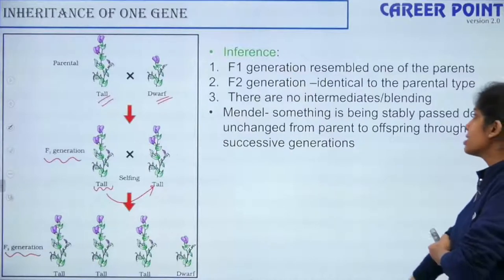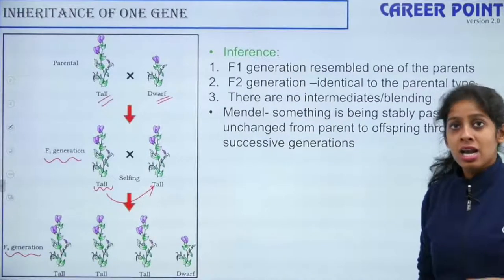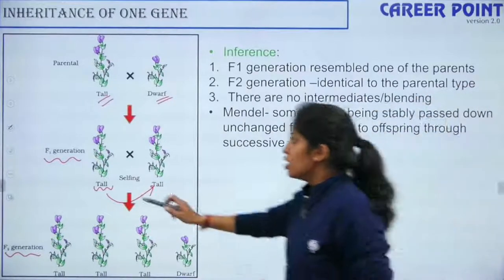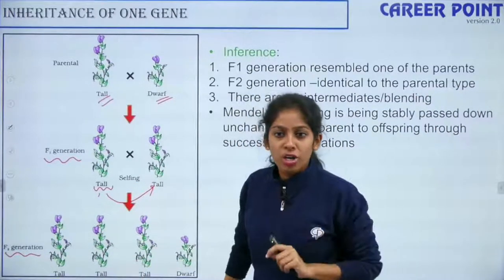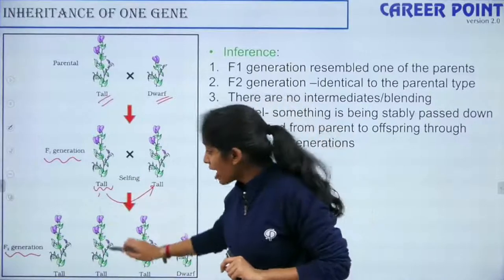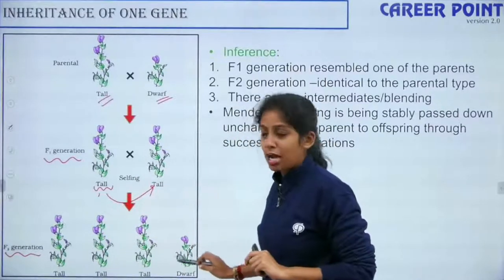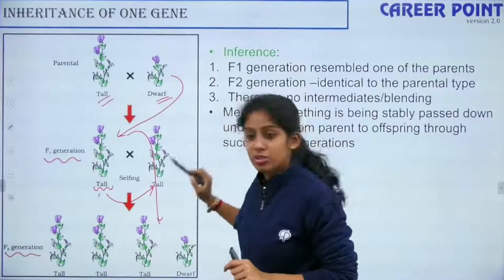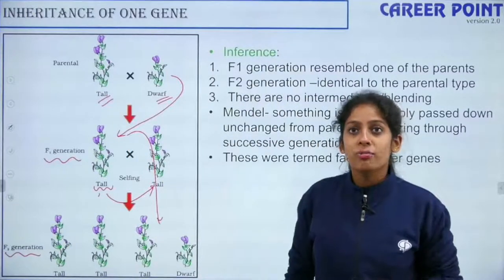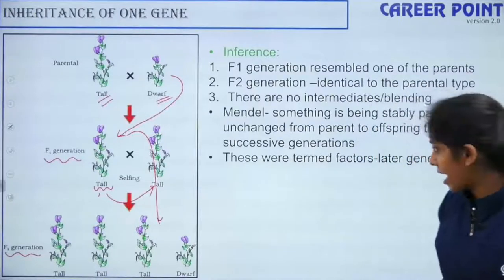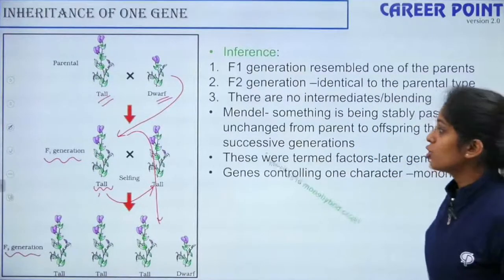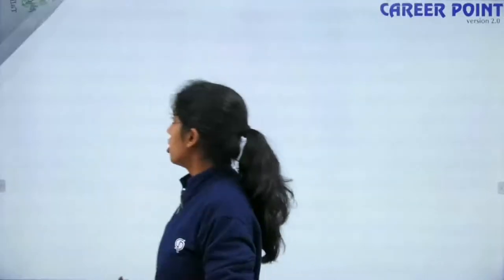So Mendel said something is being stably passed, unchanged, from one generation to the other. In the F1 generation, I never got a dwarf plant, right? But in the F2 generation, I'm getting a dwarf plant, meaning something is getting passed down from one generation to the other. This is what Mendel coined as discrete factors. Since only one character, that is height, is concerned, this is your monohybrid cross, all right?